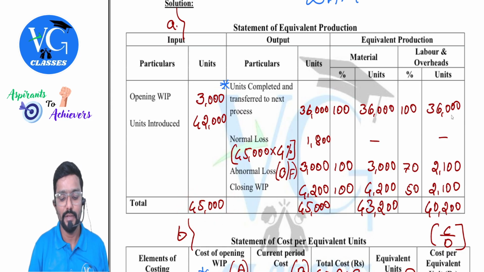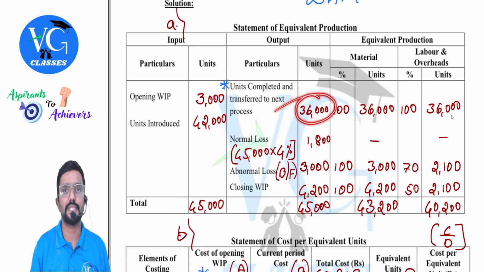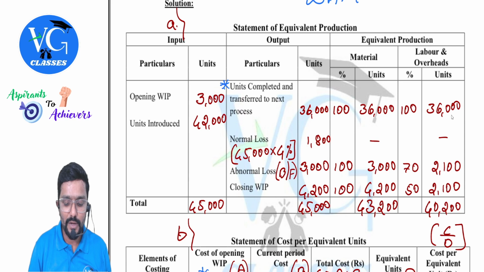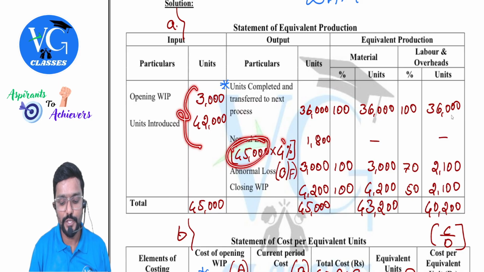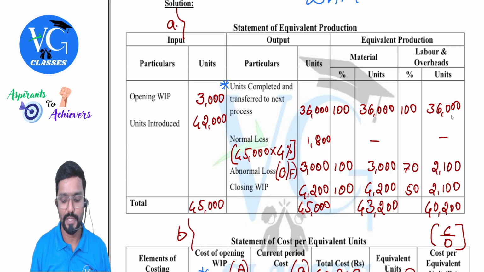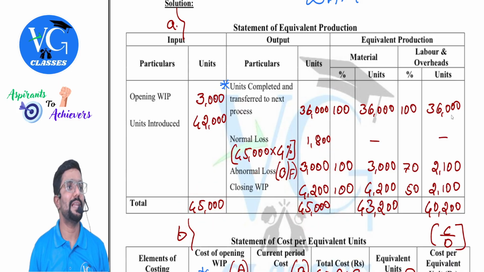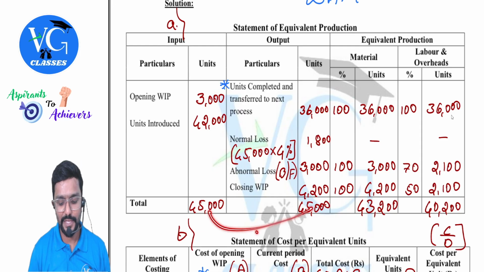Now they have given the data. Units completed and transferred to next process, which is nothing but output, is how much? 36,000. Then normal loss, they have told 4%. 4% of what? Input. So 45,000 into 4%, 1,800. Then closing WIP also they have given, 4,200. Then abnormal loss is not given. Find it out as a balancing figure. Total input is 45,000, but if you add here, you will be getting 42,000. So try to match it by keeping abnormal loss as the balancing figure, 3,000. Now both are matching.